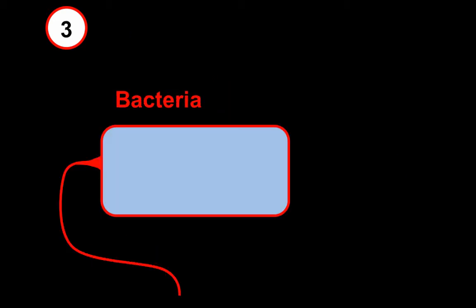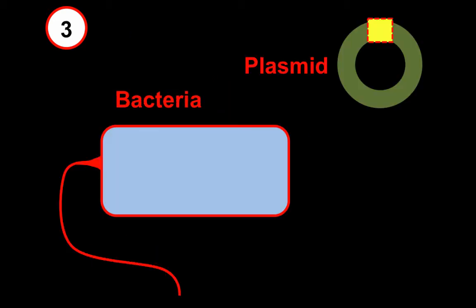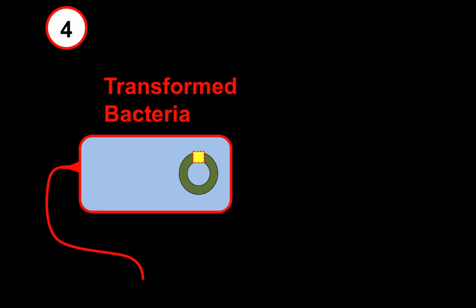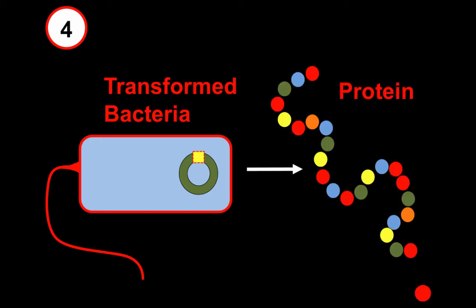Now next, we're going to take our bacteria and we've got to get this plasmid into the bacteria. When we do that, we have created what's called a transformed bacteria because we have transformed it into a new organism that's never really existed. It has a human gene in it. And then this transformed bacteria, because it's got this gene, is going to be able to produce the protein that we want. So for example, insulin that we can then package up and send out to people that have type 1 diabetes.